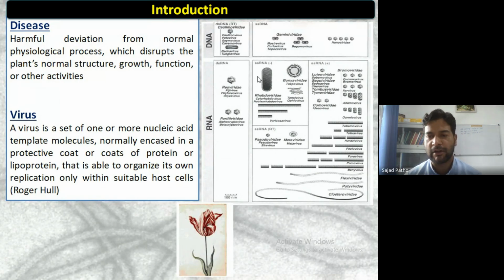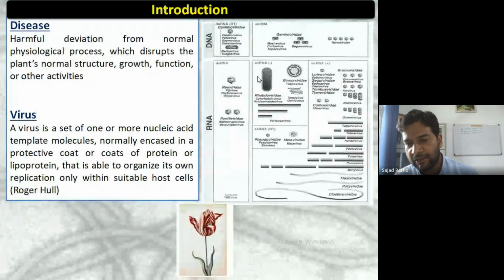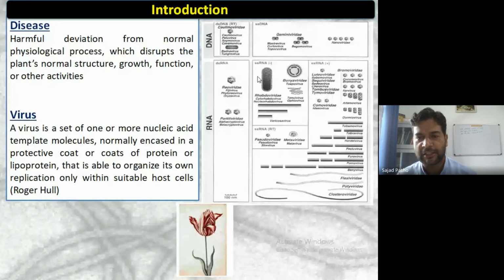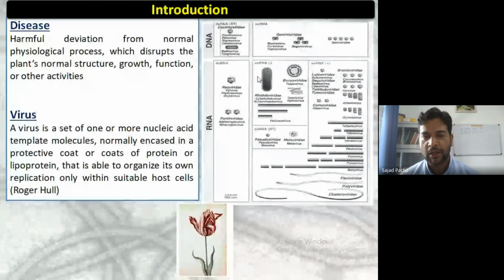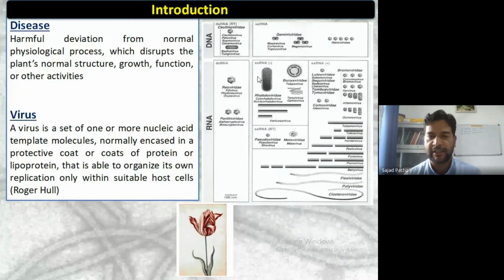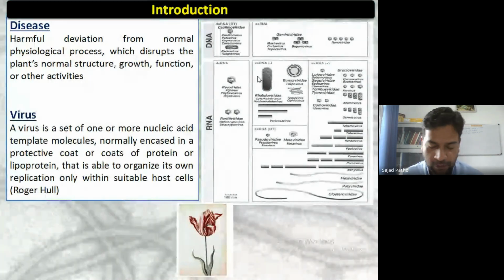Here you can see one of the images. Here the nucleic acid can be either DNA or RNA. Just like in humans we have both RNA as well as DNA, but in viruses it can be either a DNA virus or an RNA virus. For example, the COVID virus was an RNA virus. Another virus, in humans causing AIDS, is also an RNA virus, so it can be either RNA or DNA. Similarly, in plants it can be either a DNA or RNA virus which is causing the disease.